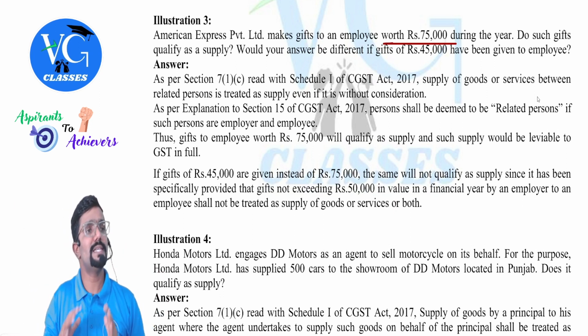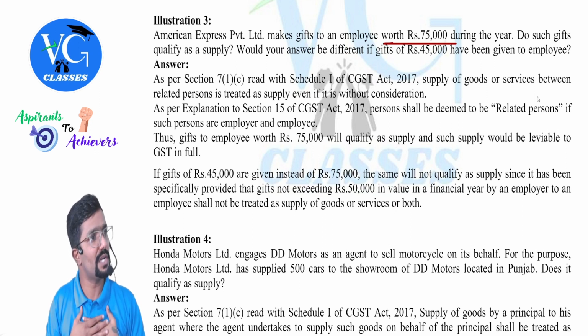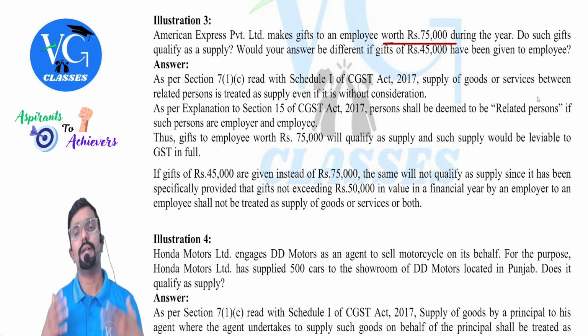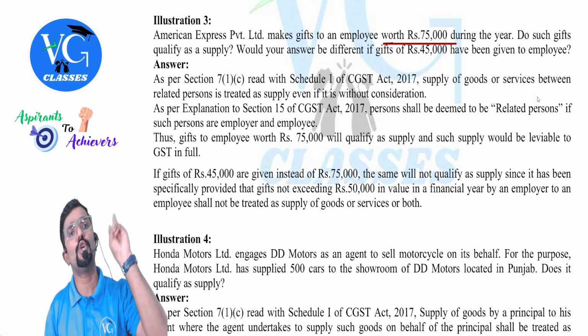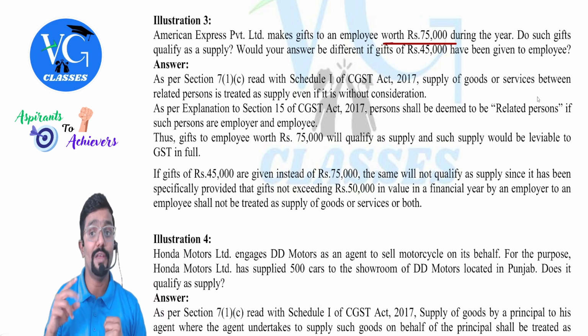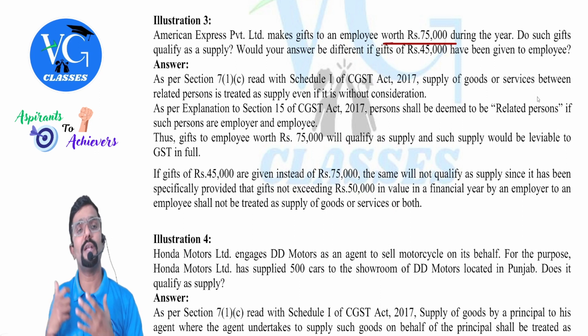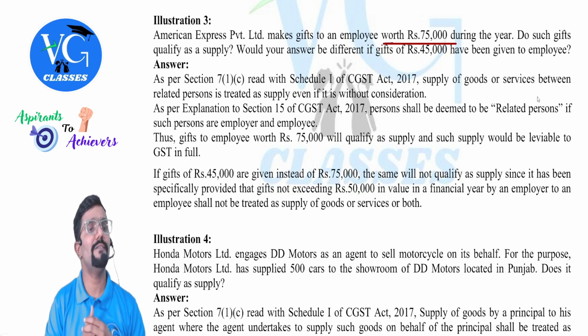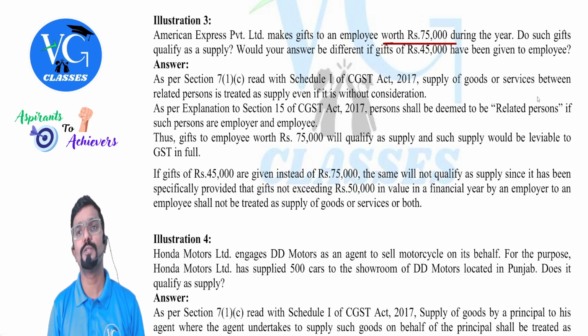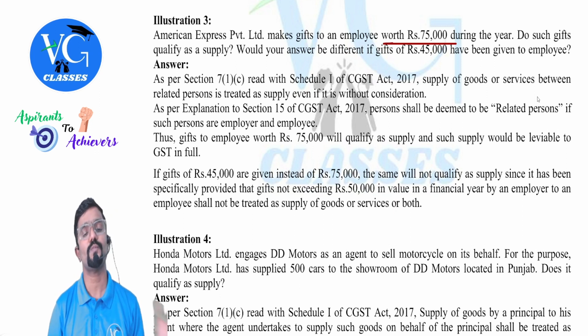Now, simple. First of all, is it a supply between related persons? Yes. Are employer and employee related? Yes. Now, was the gift given by employer to employee without consideration? Yes. And it is a supply as per para 2 of Schedule 1 when the value of the gift is 75,000. Sir, what if the value of the gift is 45,000, less than 50,000? Hence, not taxable. Correct, Ramesh? When will the gift be taxable? If the value is more than 50,000.